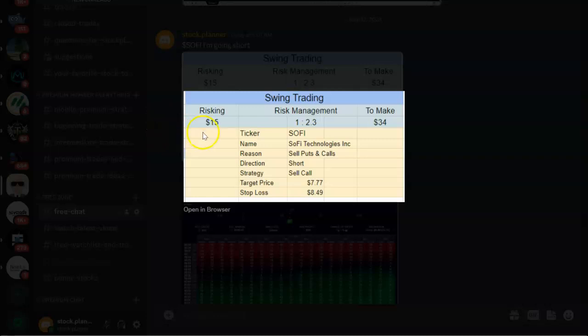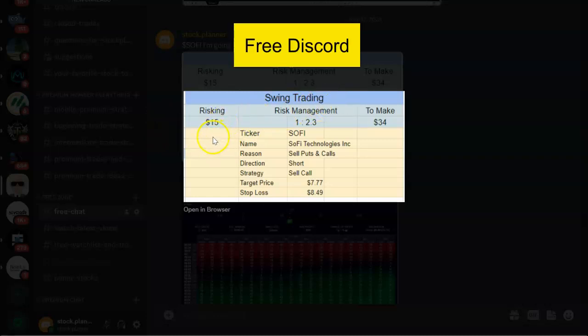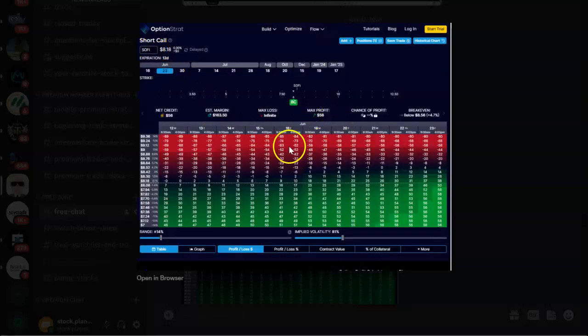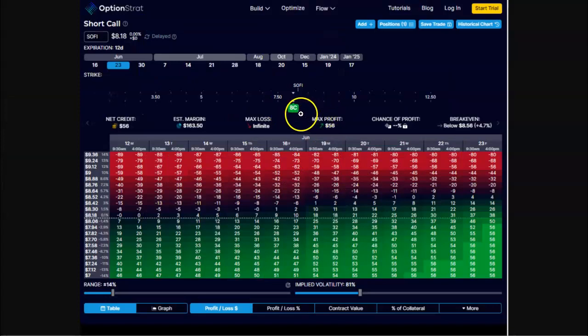I placed a trade earlier in the day on SoFi, which is a relatively cheap stock. I thought that it would go short, and so I sold a call on it. And here's my stop loss and profit target. Basically, with the stop loss and profit target, I'm risking $15 to make $34. And here's the option trade that I actually did. Basically, I sold an $8 call, got $56 in my pocket. This is how much margin I needed, and the max profit is going to be the net credit.